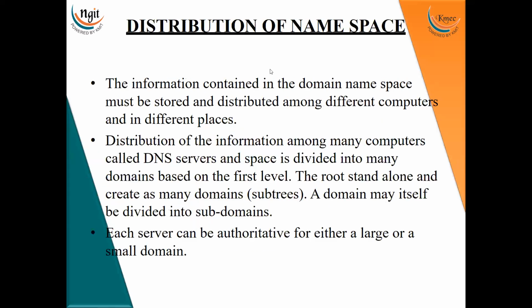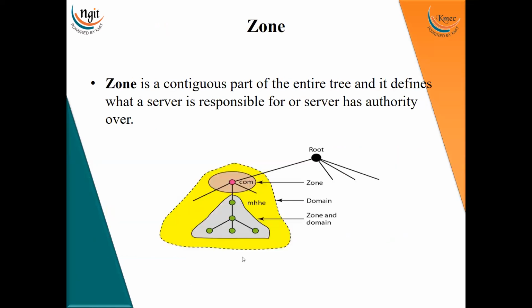Now, when we are working with the domain name system, we should learn about the distribution of this name system. The information contained in the domain namespace must be stored and distributed among different computers as well as in different places. This distribution of the information among many computers is done through DNS servers, and the space is divided into many domains based on the first level. The root stands alone and creates many domains. A domain may itself be divided into subdomains. Each server can be authoritative for either a large or a small domain.